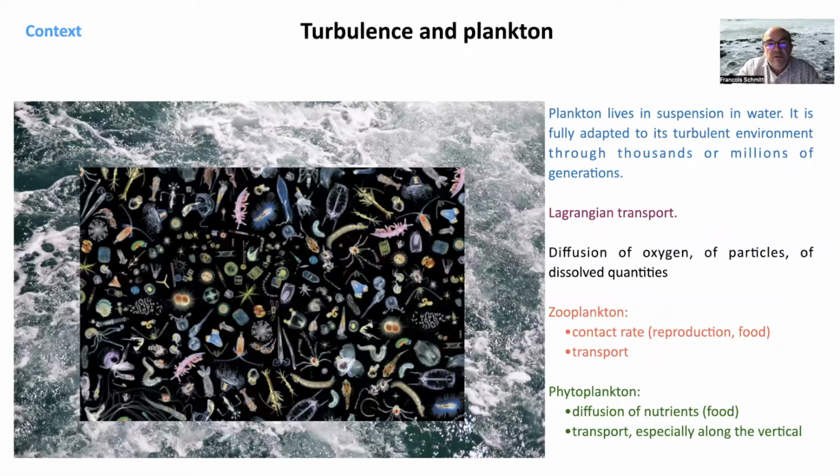Turbulence is also very important for plankton because plankton lives, by definition, in suspension in water. It's fully adapted to its turbulent environment. It belongs to Lagrangian transport. Turbulence plays a big role in the diffusion of oxygen, of particles, of different quantities. For zooplankton there is a big role of the contact rate and transport, and for phytoplankton, diffusion of nutrients, also transport, and the relation with light in the euphotic zone.